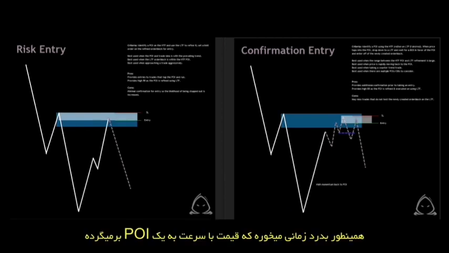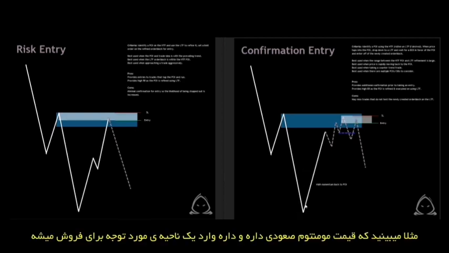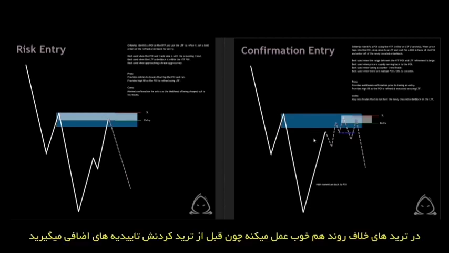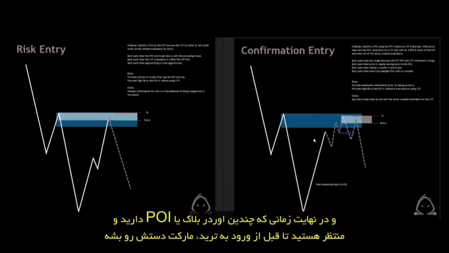It's also best used when price is rapidly moving back to a point of interest, so you're seeing, for example, bullish momentum leading back to an overall selling point of interest. It's best used when taking a counter trend trade as well, as you're getting that extra confirmation prior to taking that setup. And finally, it's best used when there are multiple points of interest or order blocks to consider. That way you're truly waiting for the market to show its hand prior to taking an entry.